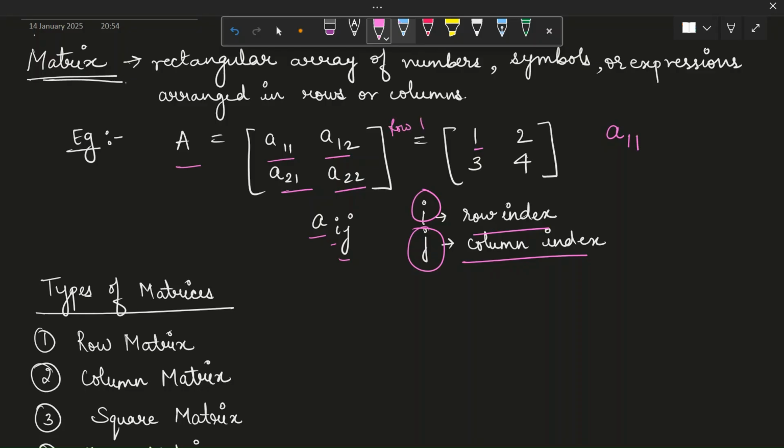These are the rows, row 1 and row 2. This is column 1 and column 2. Now for 2, it will be row number 1, column number 2, that is A12. Now for 3, it will be row number 2, column number 1, A21. Similarly for 4, it will be like this.